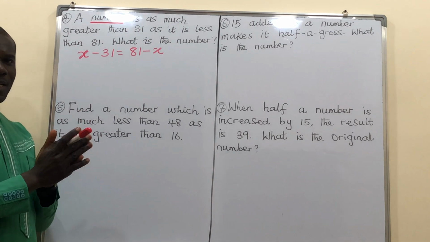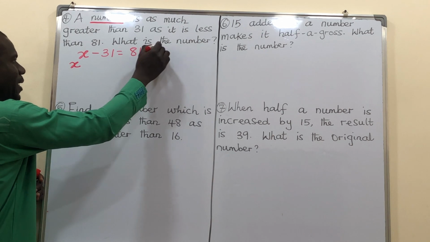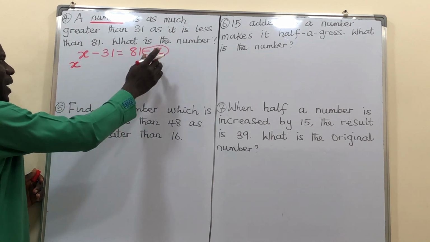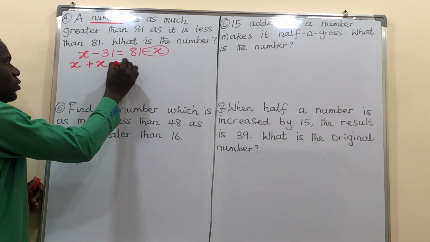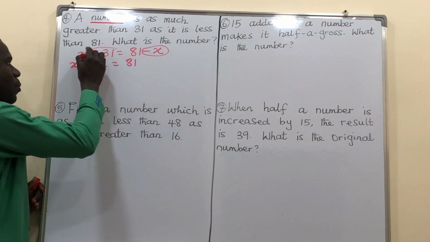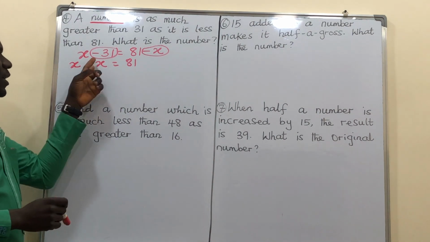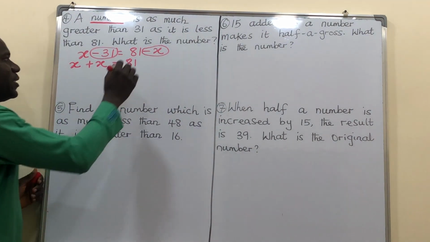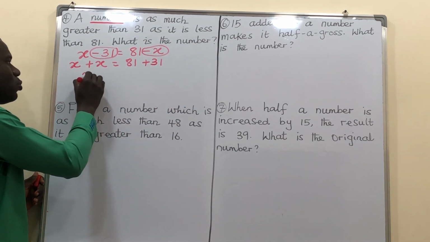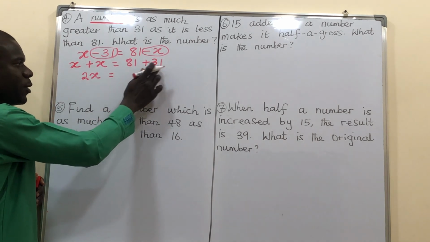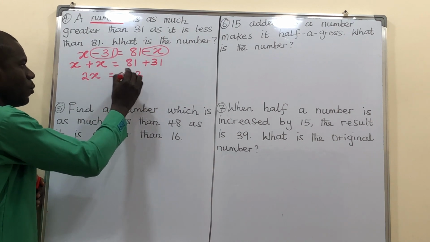Then the next thing is to collect like terms. Just rearrange them. Move this x at the right hand side to the left. As this x crosses the equals sign, it changes to plus x, equals 81 at the right hand side. Now move minus 31, which is at the left hand side, to the right hand side. As minus 31 crosses the equals sign, it changes to plus 31. x plus x will give me 2x equals 81 plus 31. 1 plus 1 is 2. 8 plus 3 is 11, so 112.